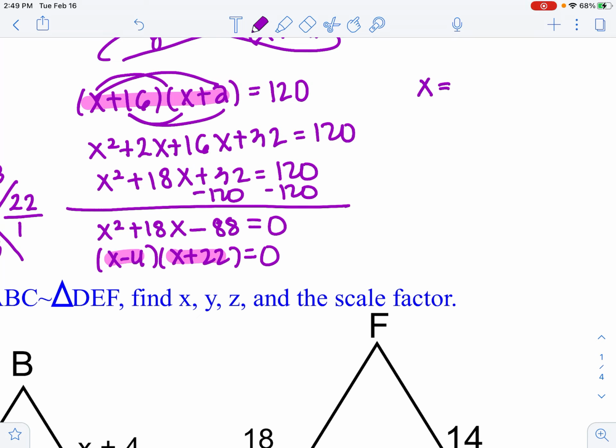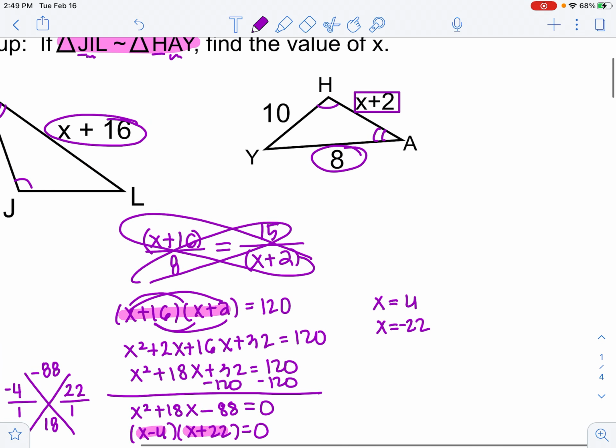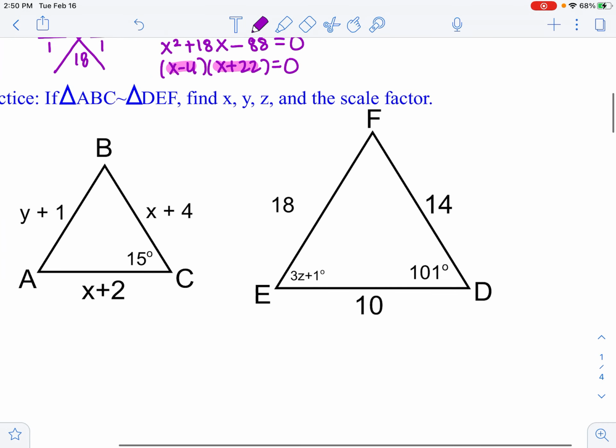And then set each factor equal to 0 and solve. So you get two solutions. X equals 4 and X equals negative 22. So now I'm going to look because I got a negative answer and this is a side length. So I say to myself, if I plug in negative 22 right here, I'm going to get negative 20. That side length can't be negative 20. So X is just 4.